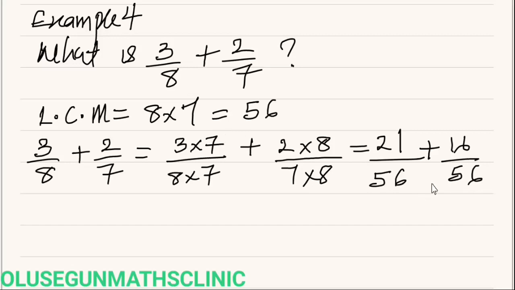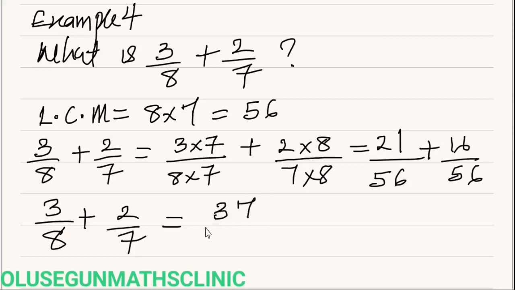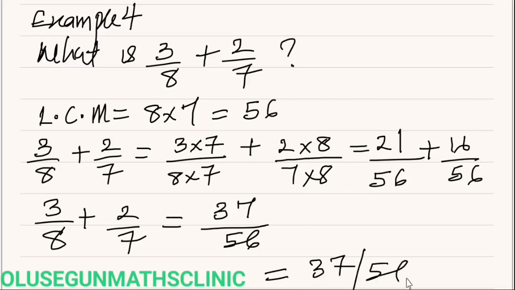So therefore, you only add the numerators together. 21 plus 16 will give us 37. So 3 over 8 plus 2 over 7 is 37 over 56. So the final answer is 37 over 56. So that is how we add fractions.